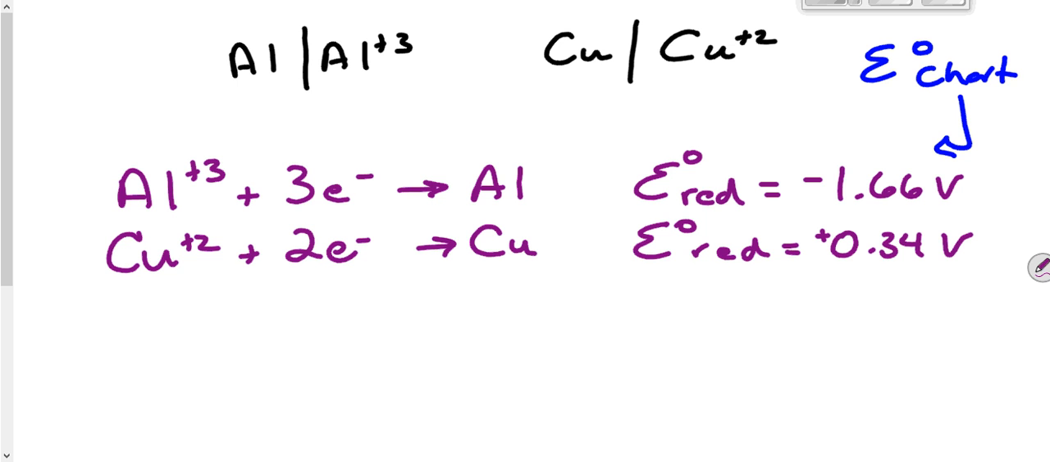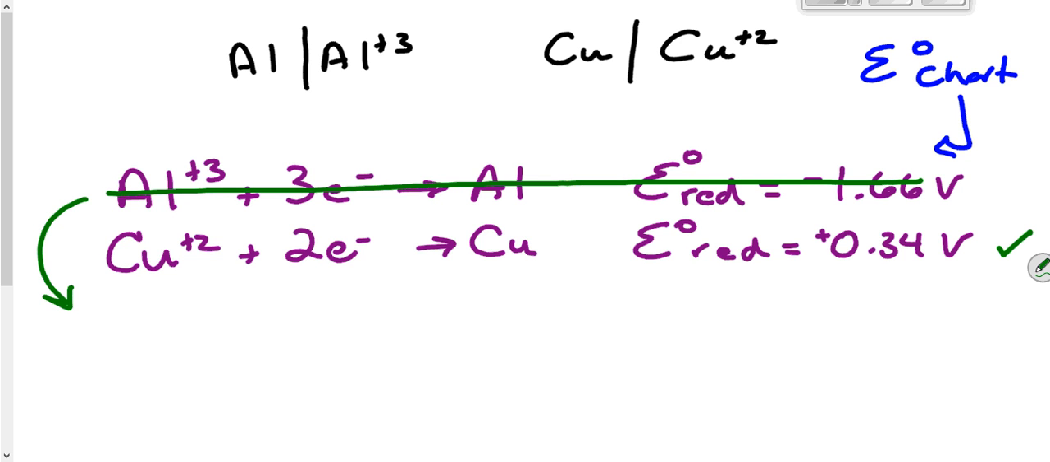Always our first step: find our two half reactions and their voltages. Now remember, the one with the larger value wins. It gets to stay a reduction. That means that this species will no longer be reduced. It will instead be oxidized.